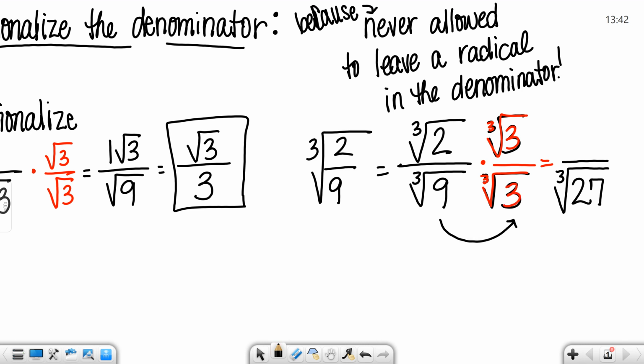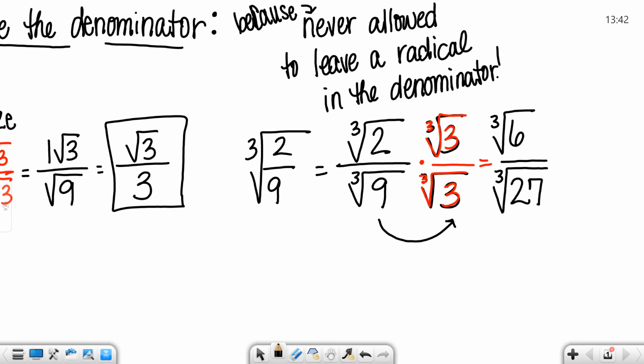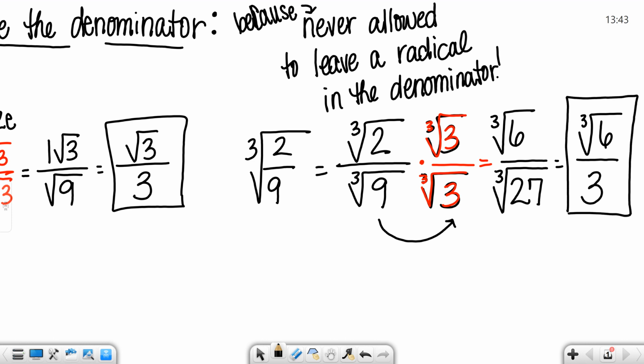All right, so my denominator, that gives me the cube root of 27. My numerator, I get the cube root of 6. Remember the goal here. Cannot simplify the cube root of 6, but the cube root of 27 is 3. Our goal was to get rid of the radical in the denominator, and now it's gone.